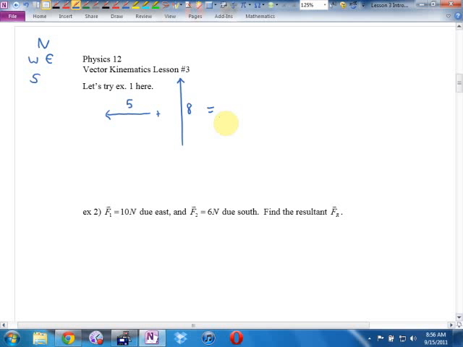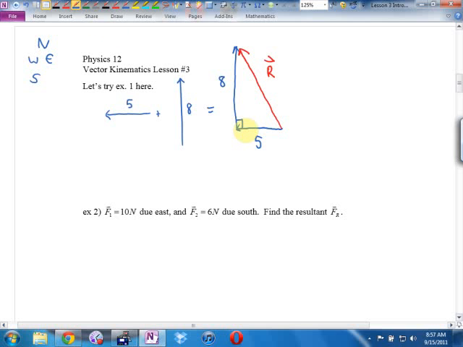What do I mean by draw them tip to tail? Well, there's the 5. There's the tip. So I'll put the tail of the second one right there. What's the resultant from the tail of the first one to the tip of the second one? This is the vector that we call R for resultant. Now there is a lovely right angle here. That's good.